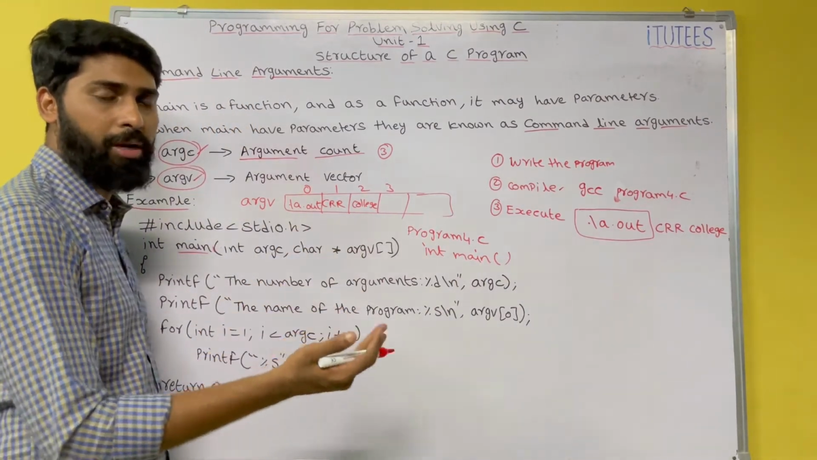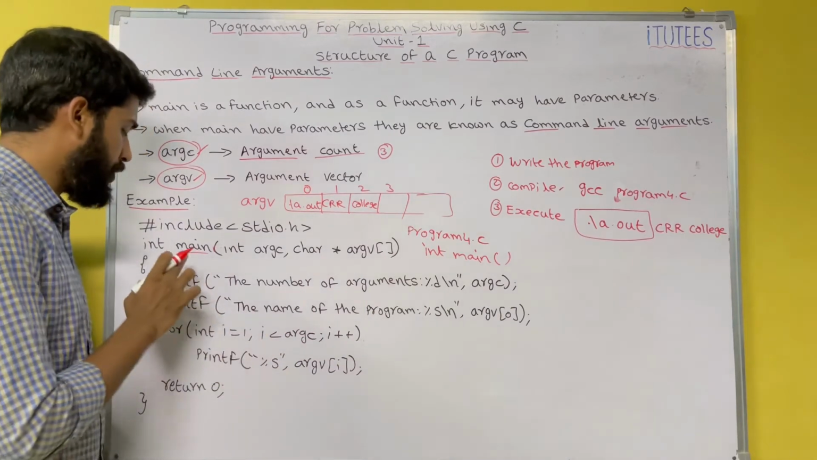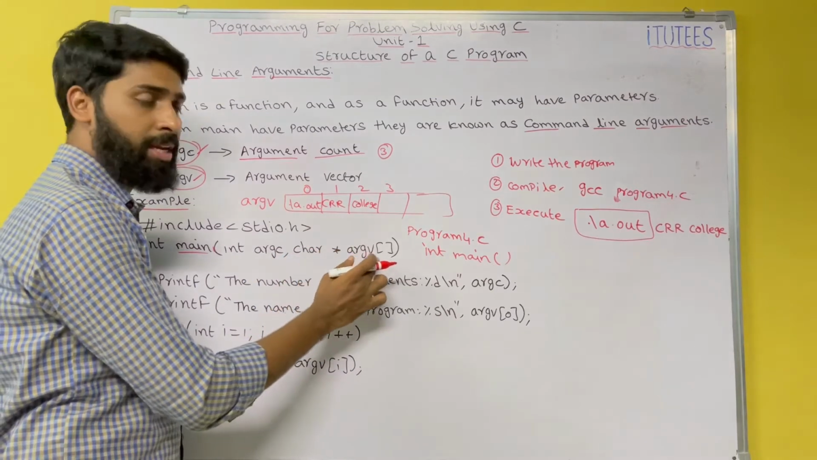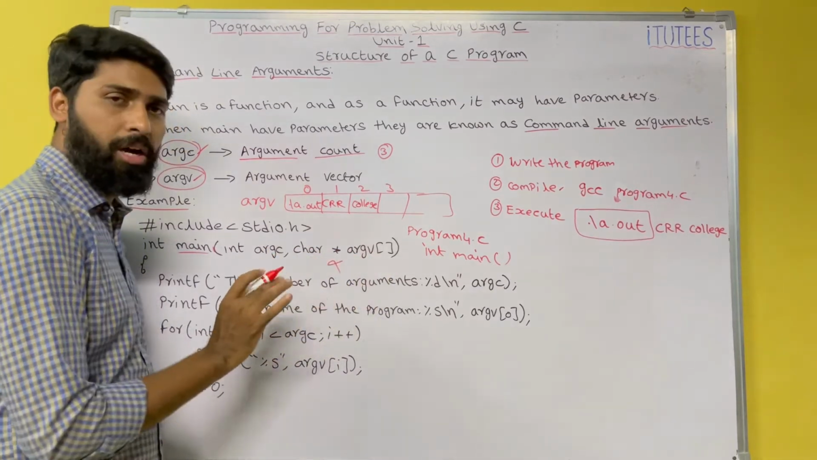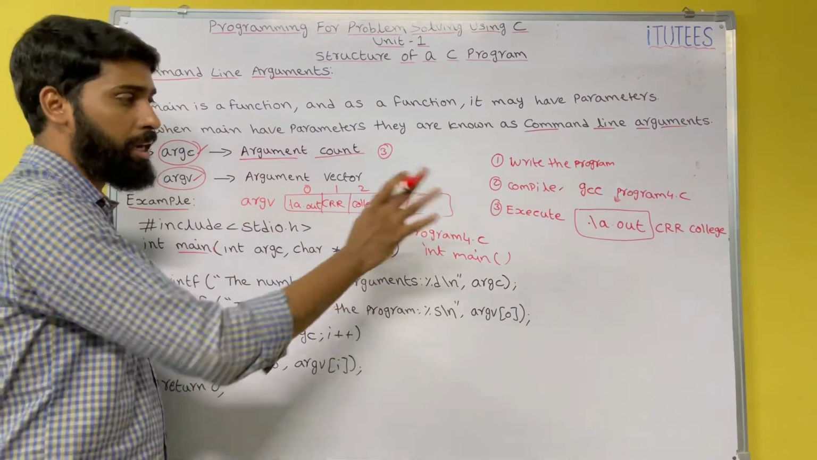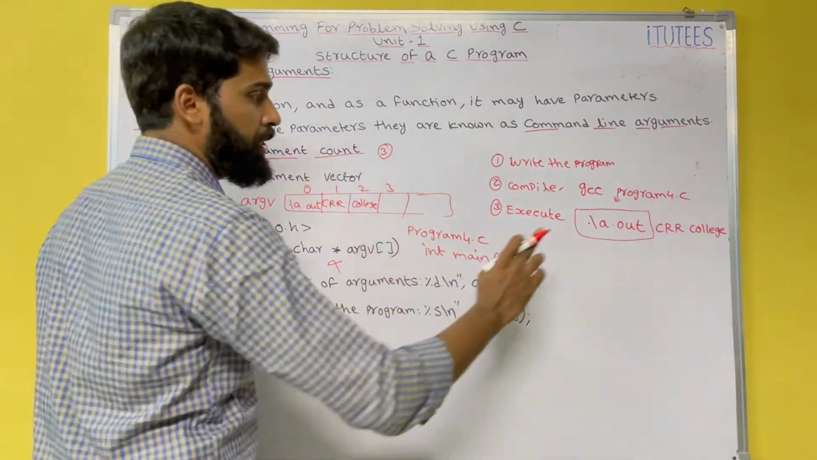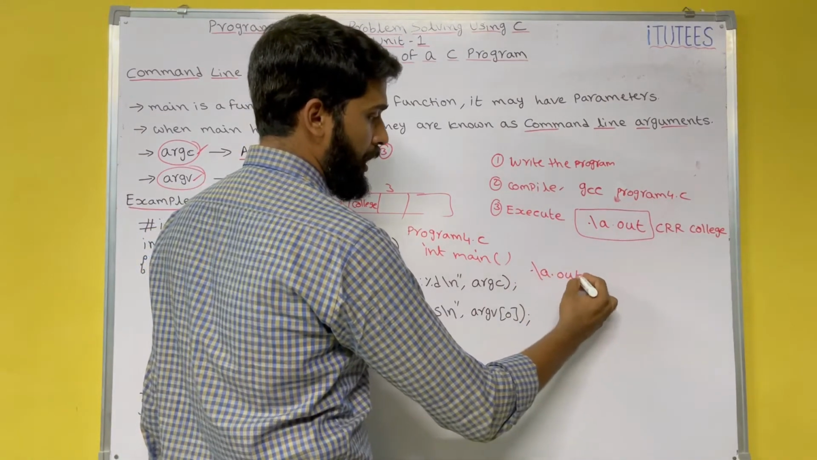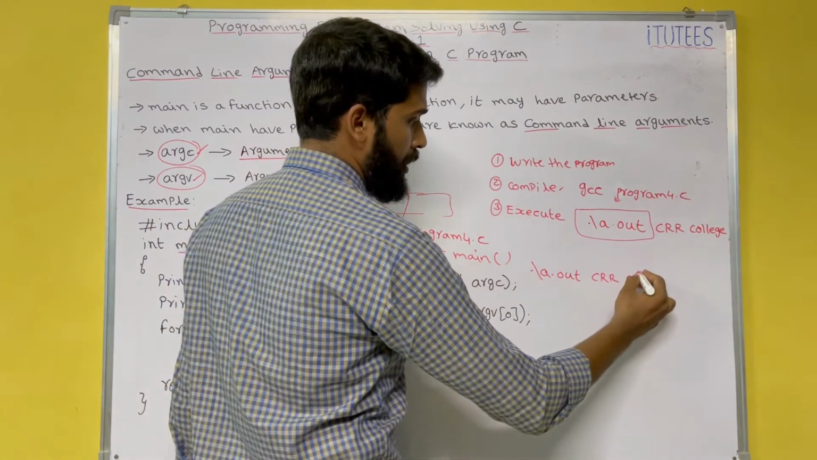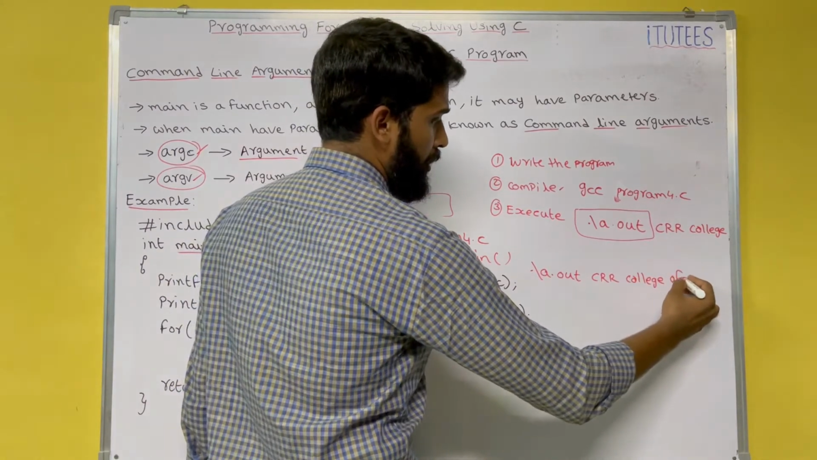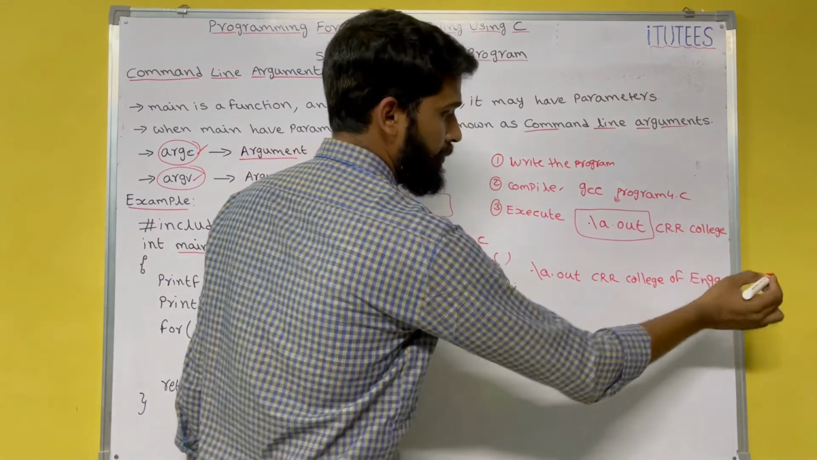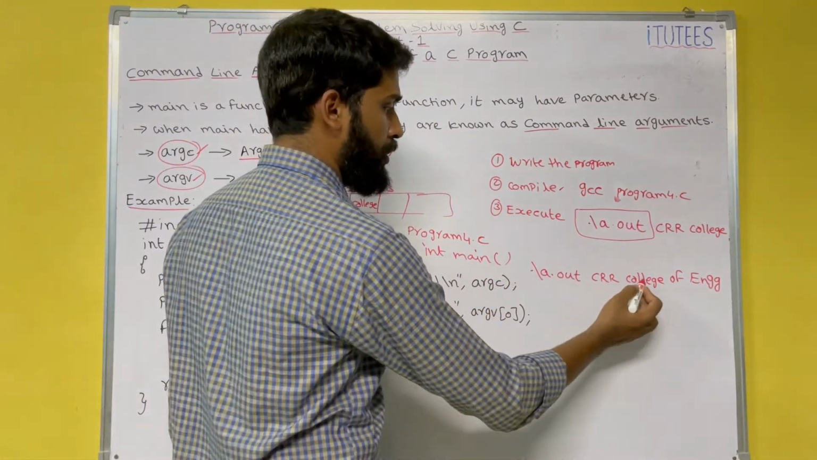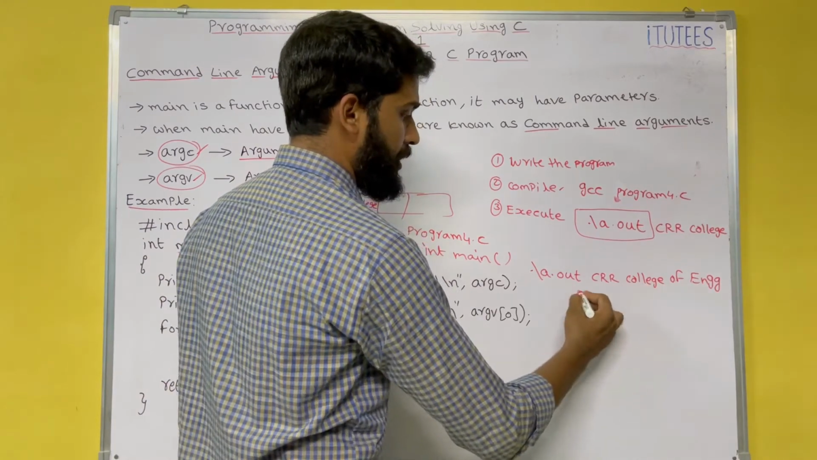If you are going to use command line arguments in your program, then you write int main, int argc and char asterisk argv. You ignore all these asterisks and such things. Here you concentrate on command line arguments. Now I execute like this: ./a.out, after that I give CRR college of ENGG. Okay, so now what is the value of argc? 1, 2, 3, 4, 5. 5 is argc.